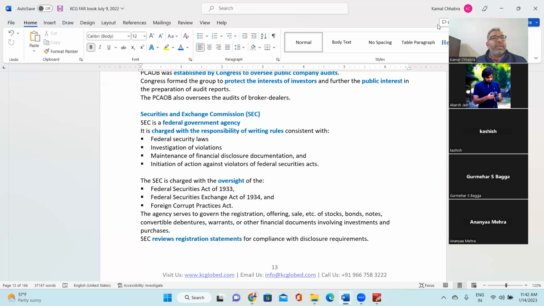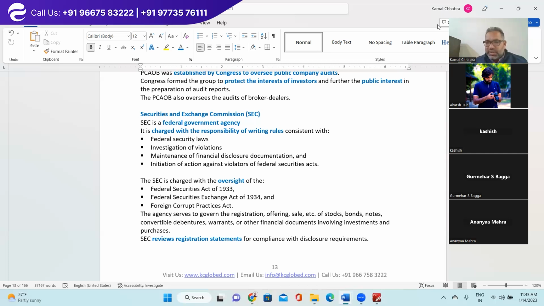So they follow both civil law as well as criminal law, depending on the severity, or the type of fraud or violation that any professional or company has committed under any securities act, right? The SEC is charged with oversight of the Federal Securities Act 1933, the Federal Securities Exchange Act 1934, and the Foreign Corrupt Practices Act. If you remember, in the very first class we discussed all these three.